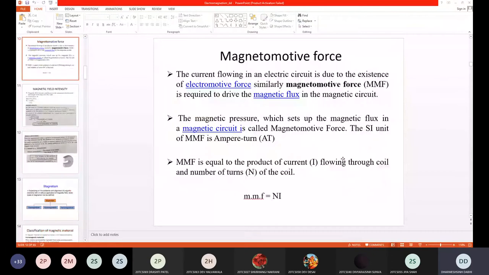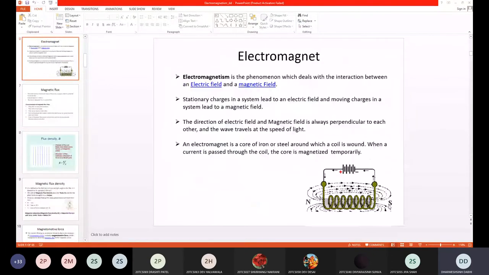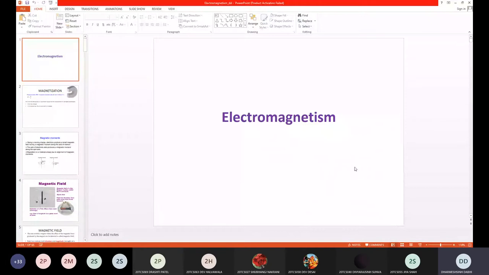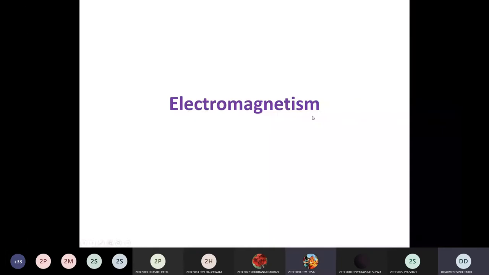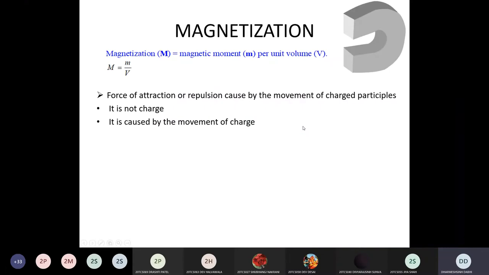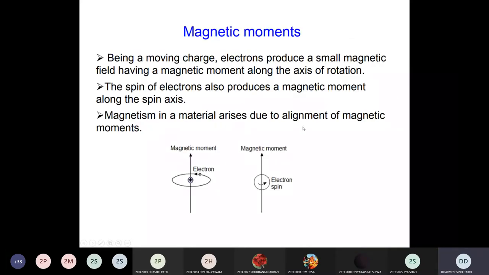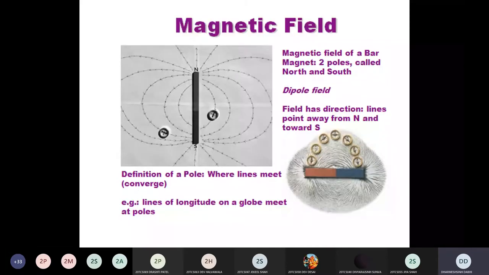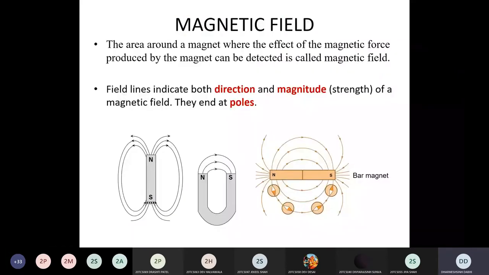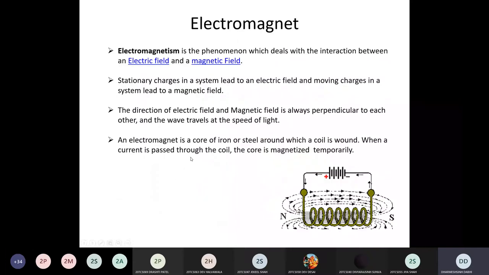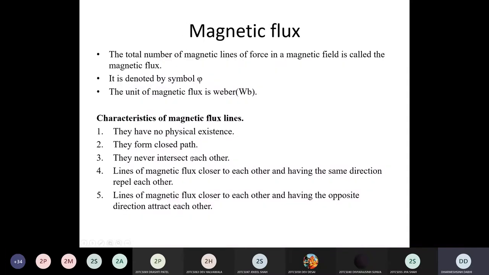Okay, so let's repeat all this again. First we start with the definition of magnetization, then we see the difference between an electromagnet and a permanent magnet. We see the definition of magnetic field, what is called a magnetic field, and in which direction it flows. What is called a pole. Then we see the magnetic flux, what is called magnetic flux, and its characteristics. There are five different characteristics.